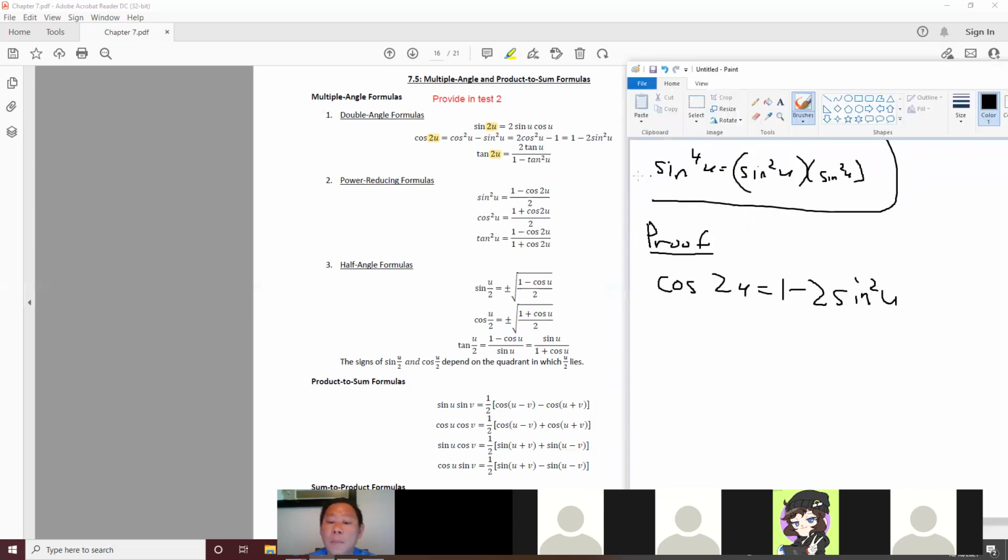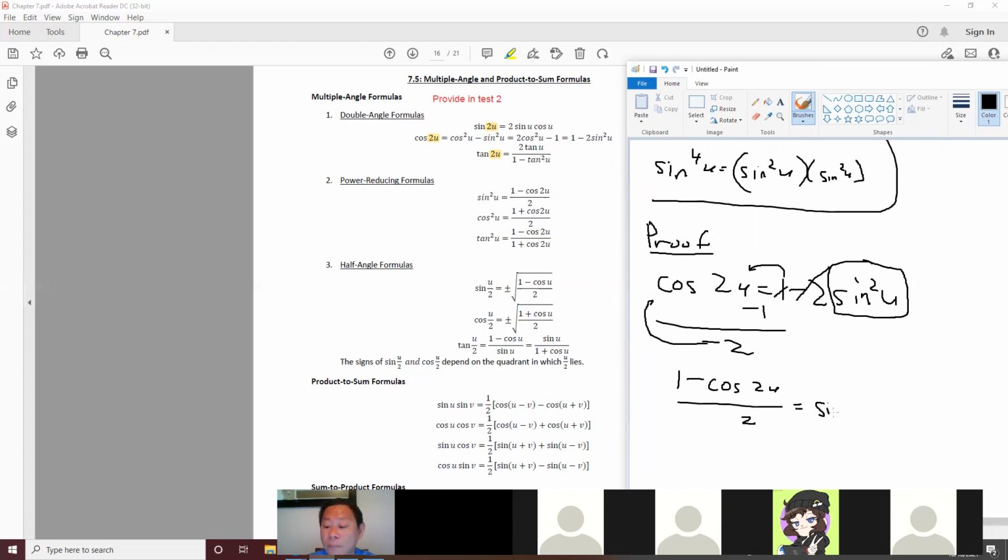Okay. And how do we get into this formula here is we try to solve for sine square u. So what I do is I minus 1 and then I divide by -2. So if I rearrange this, I move the negative upward, so I will get 1 minus cosine 2u over 2. So that's why I got this from using the cosine 2u formulas.